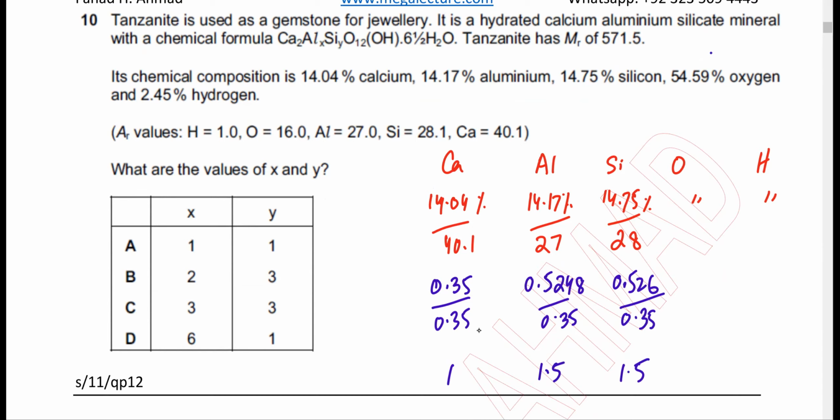Also remember, a lot of times the ratio is not going to be a whole number ratio. It's going to be close to a whole number ratio, but it would still be in decimals. So for example, 1 ratio 1.5 ratio 1.5. How do you convert that into a whole number ratio? You just need to multiply it by a number so that everything gets converted into a whole number, and that number in this case is going to be 2. This would become 2, this would become 3, and this would also become 3. So calcium is coming out to be 2, aluminium would be 3, and silicon would be 3. So C is the answer.